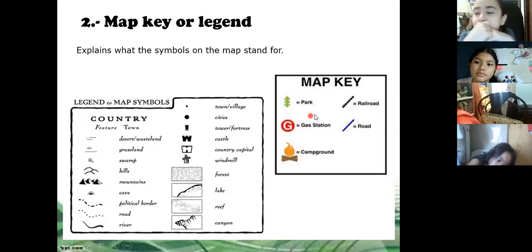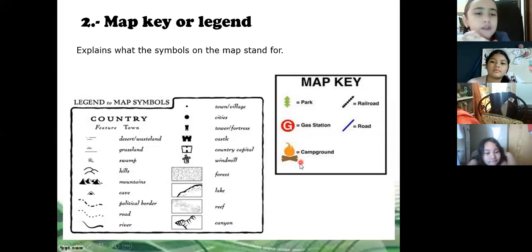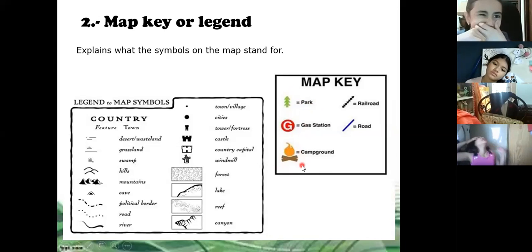You know that there is a park. It must be a park there in that place. If you see this letter, it's a gas station. So this is a gas station key. What about this? Campground. That's right. So if you see this representation inside of the map of the United States, you know that in that place there is a campground.